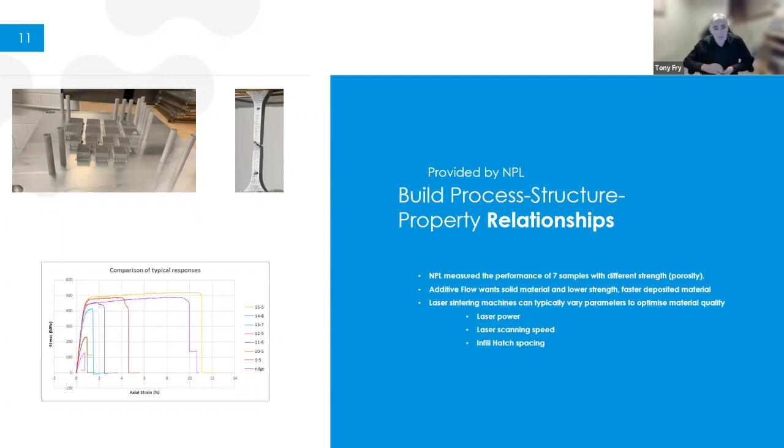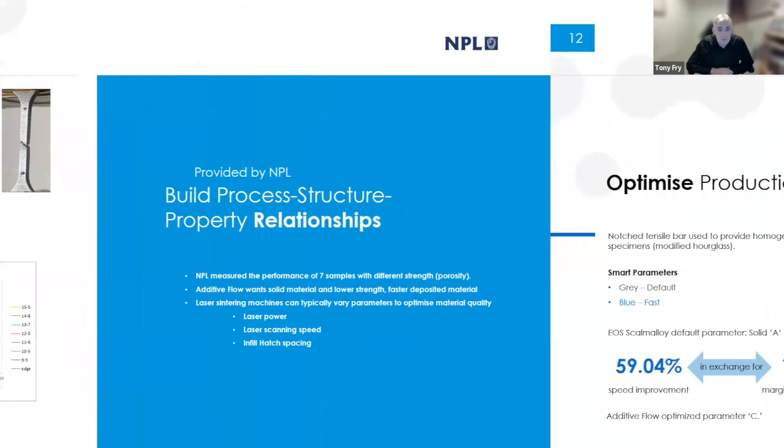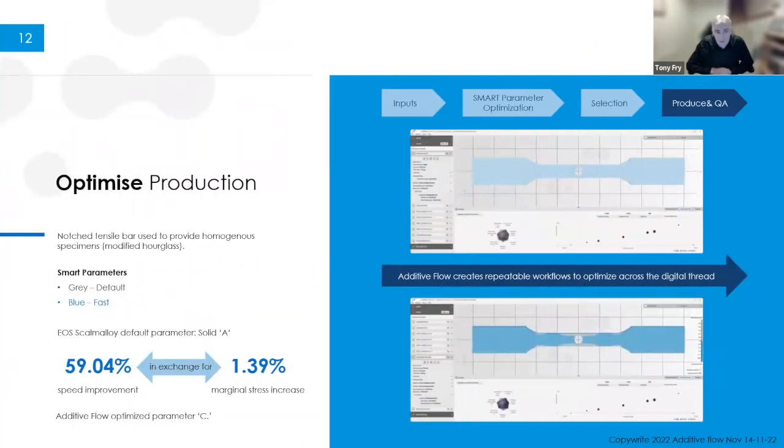So taking all that data, move on to the next slide, we were able to present that to Additive Flow. They were able to use that within their optimization software to generate a final test component. The final component we chose to use was a standard dog bone tensile test piece with a through hole in the middle of it to act as a stress concentrator.